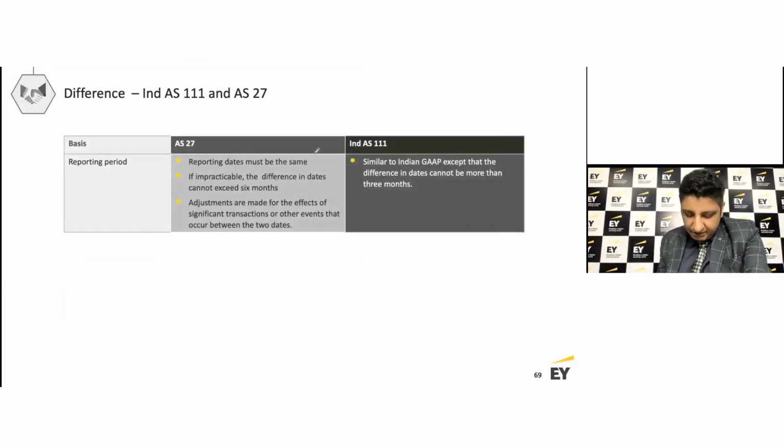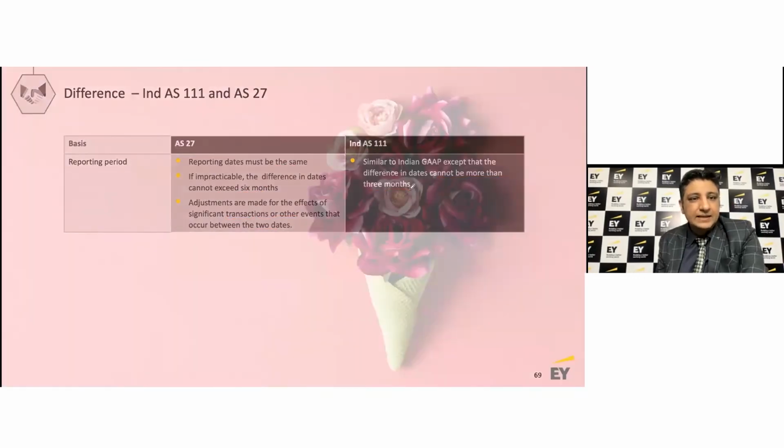Likewise, we expect that the reporting dates of the party, the primary entity, and the joint venture must be the same, but it may go up to 6 months, and adjustment needs to be made for the effect of significant transactions. In case of Ind AS 111, the only difference is that we need to ensure that the difference is not more than 3 months.